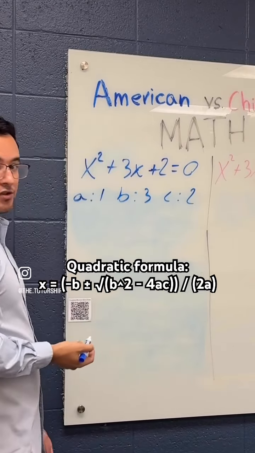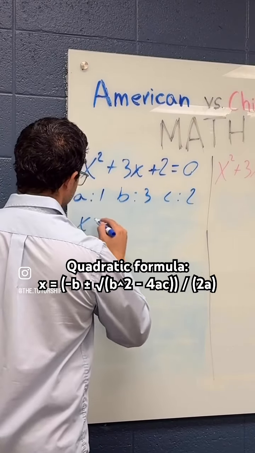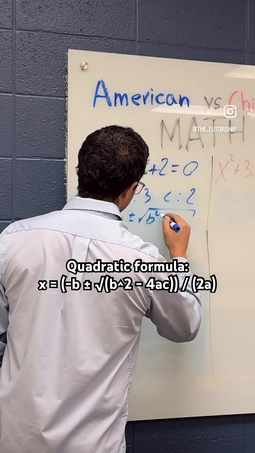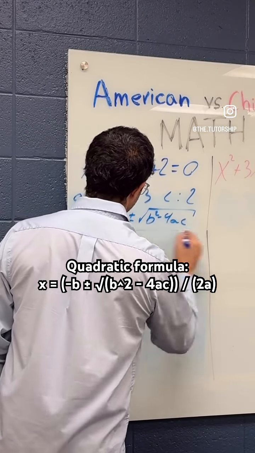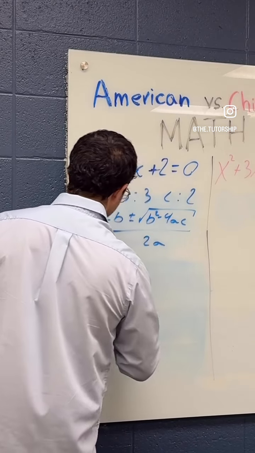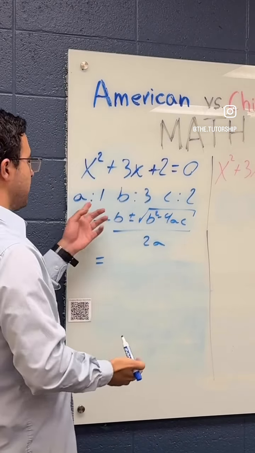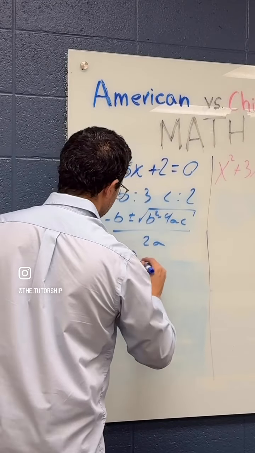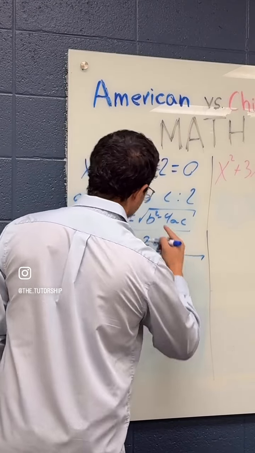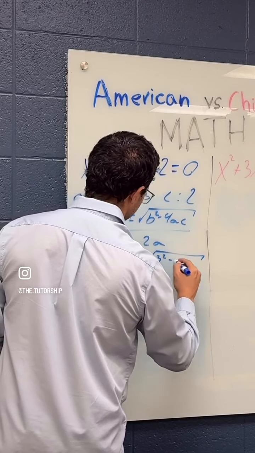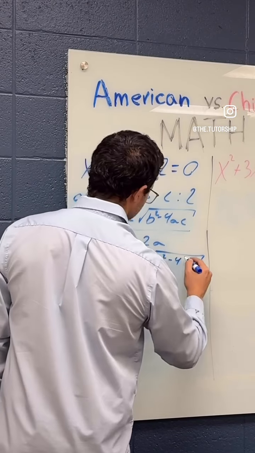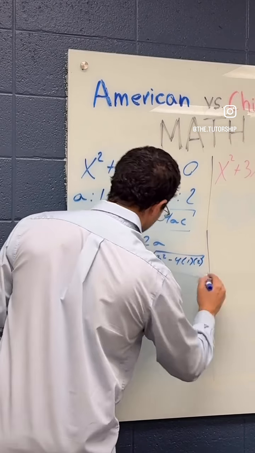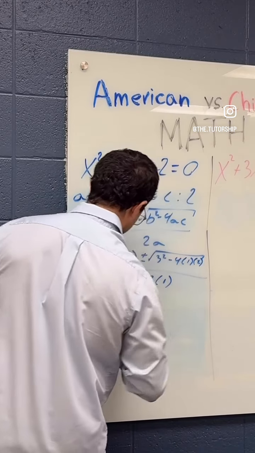Now we have to plug into the quadratic formula. X equals negative b plus or minus the square root of b squared minus 4ac, divided by 2a. Now we simply have to replace a, b, and c with our values. So negative b is going to be negative 3 plus or minus the square root. B squared is going to be 3 squared minus 4 times a, which is 1, times c, which is 2. All of that divided by 2 times a, which is 1.